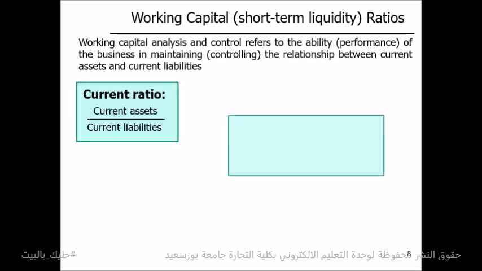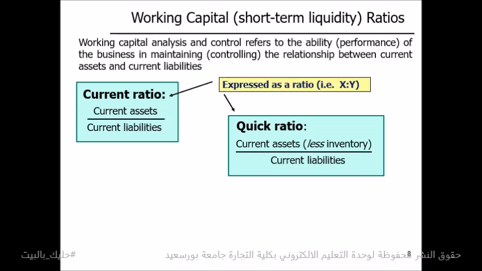We have two main ratios, the current ratio and the quick ratio. The current ratio is equal to current assets to current liabilities, and the quick ratio is equal to current assets less inventory divided by current liabilities. So the difference between the current ratio and the quick ratio is that in the quick ratio we deduct the inventory from the current assets.